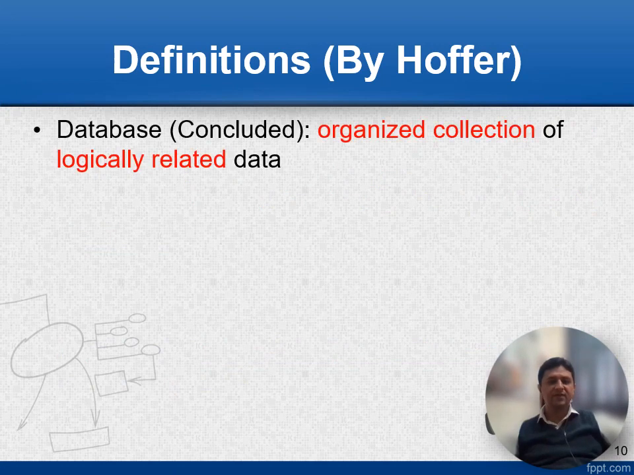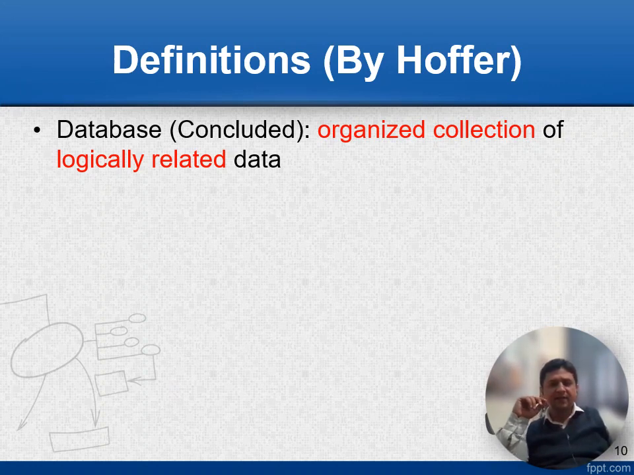So this is the definition by Hoffer, the author of this book. Hoffer says that a database is an organized collection of logically related data. I can summarize this definition on four basic words, and they are: number one is organized, number two is collection, number three is logically related, and number four is obviously the data.